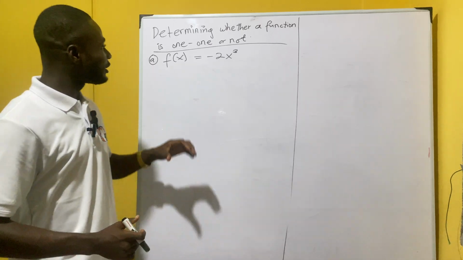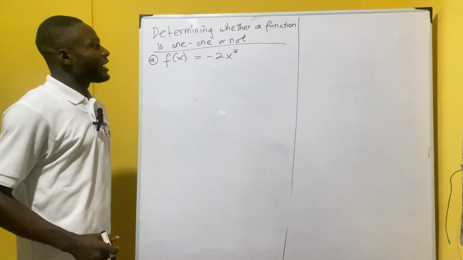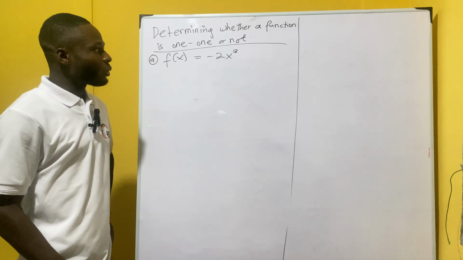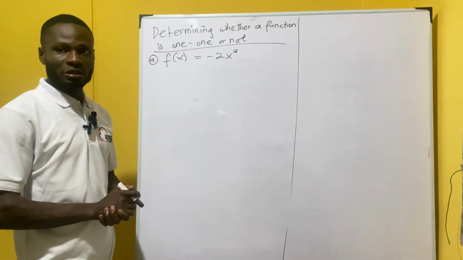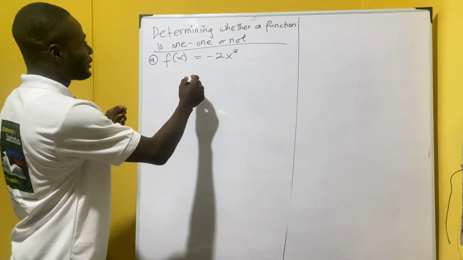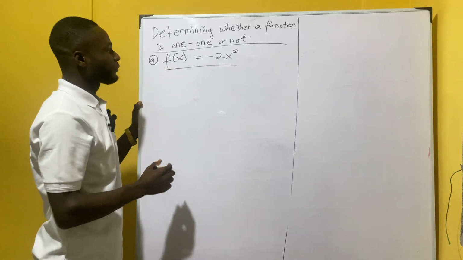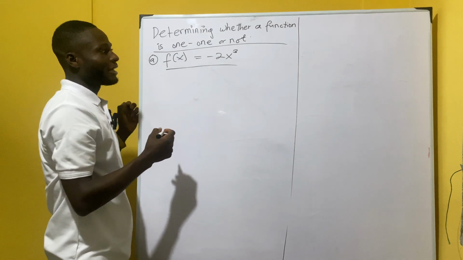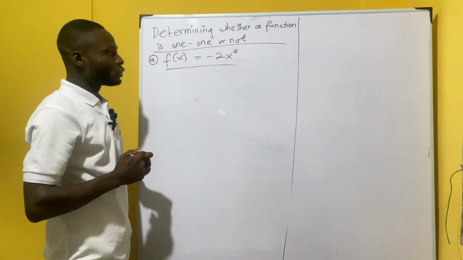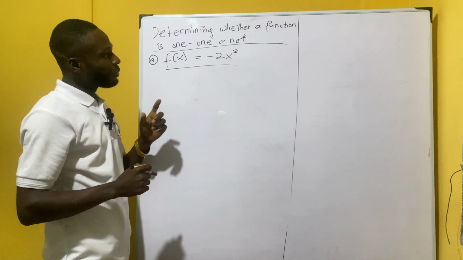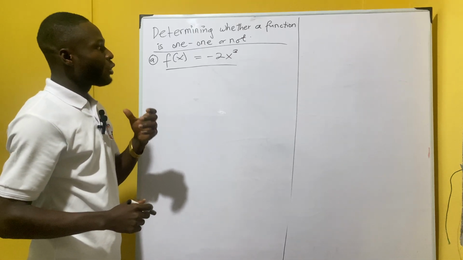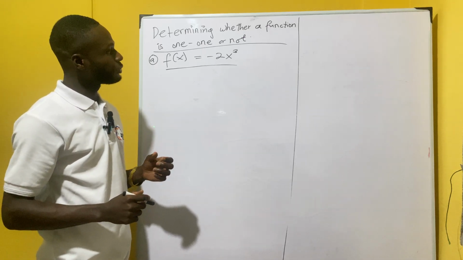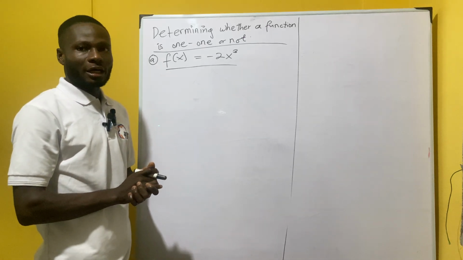Now let's look at how we can deal with a function, whether it is a one-to-one or not. So let's look at this particular function on the board. For us to know whether this function f of x equals negative 2x cubed is a one-to-one or not, we have three methods. But here I want to take us to the algebraic approach.